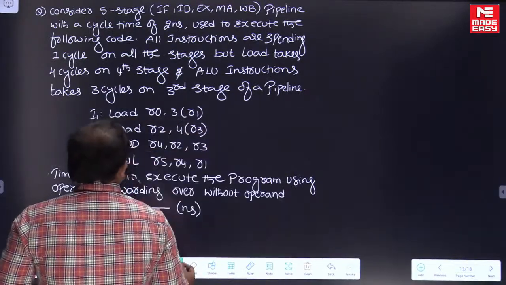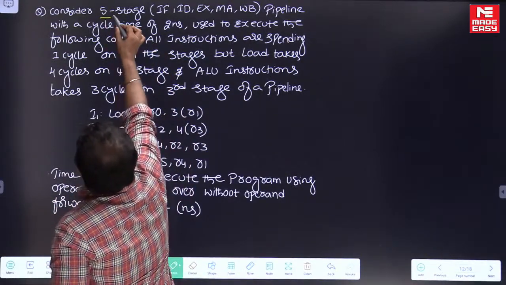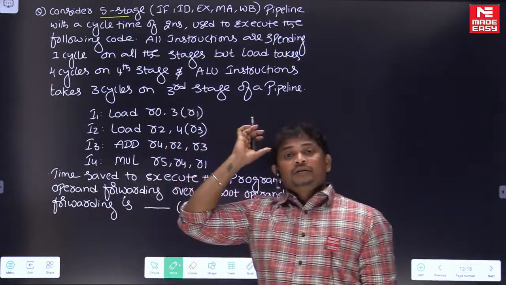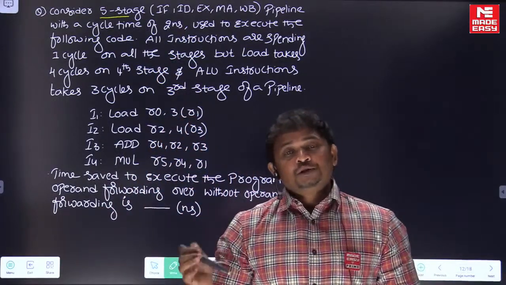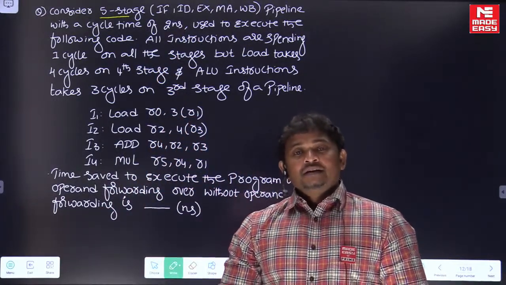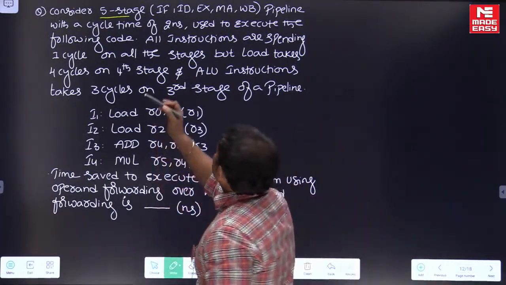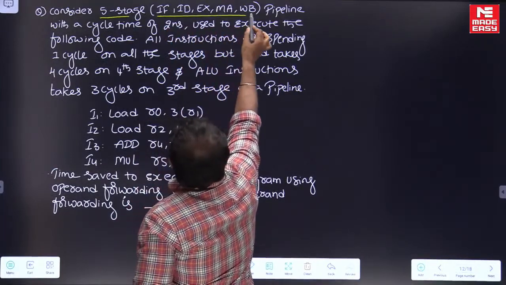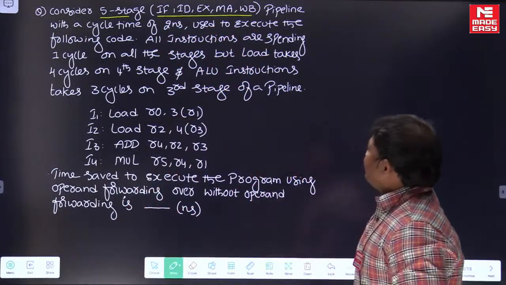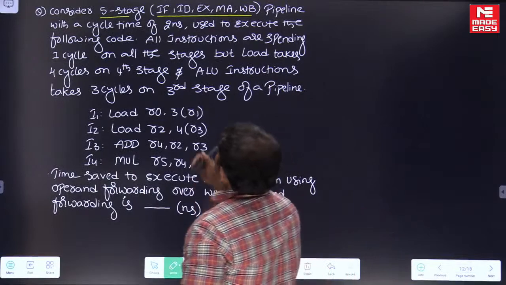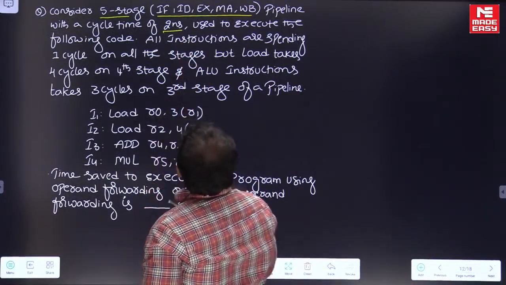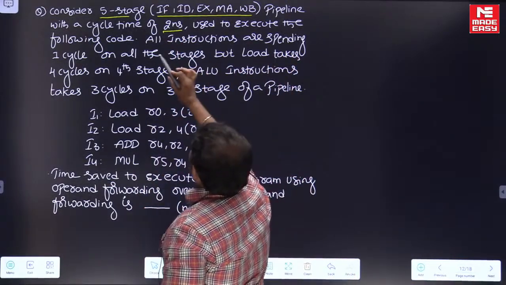Right, students. See this 5-stage pipeline. Students, those who know the concepts, please solve it. Let me explain simultaneously. IF, ID, EX, MA, WB: a 5-stage pipeline is given. Cycle time is also given, 2 nanoseconds. Use it to execute the following code.